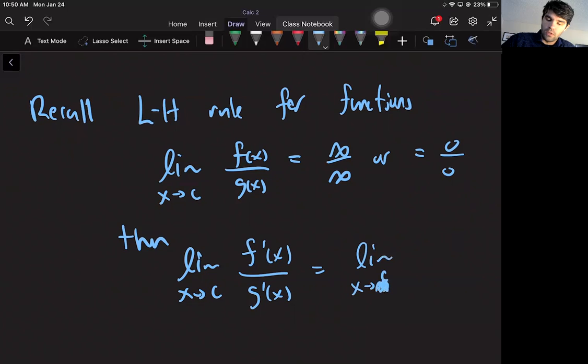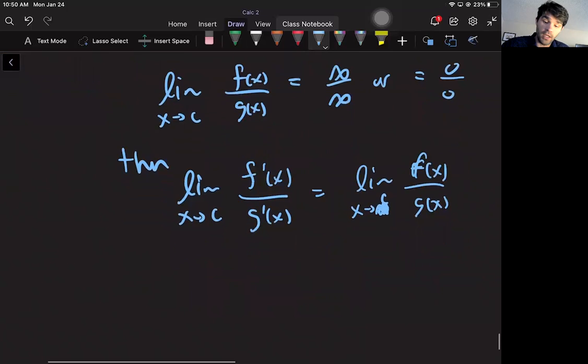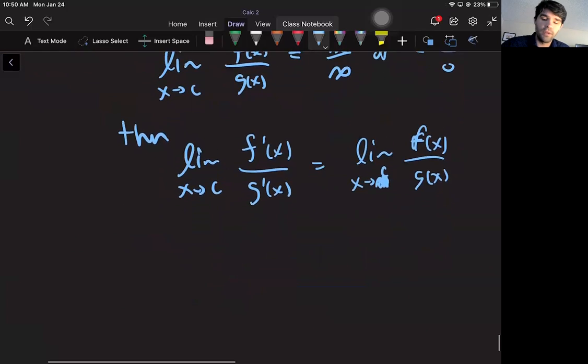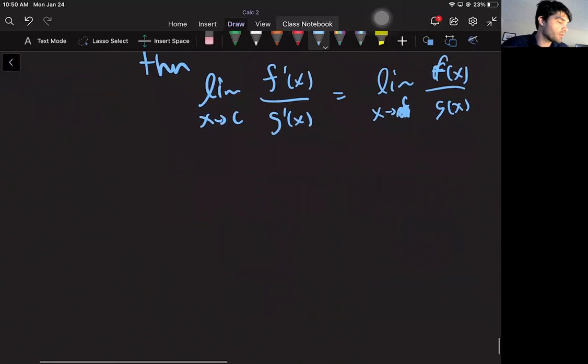So just keep this in mind, that this could come in handy in these examples, because once you turn your sequence into a function, you're basically back in Calc 1. And so you're allowed to use all those rules that you learned back then, which you may not remember because it's been a while. But just keep that in mind because I'm going to reference them.